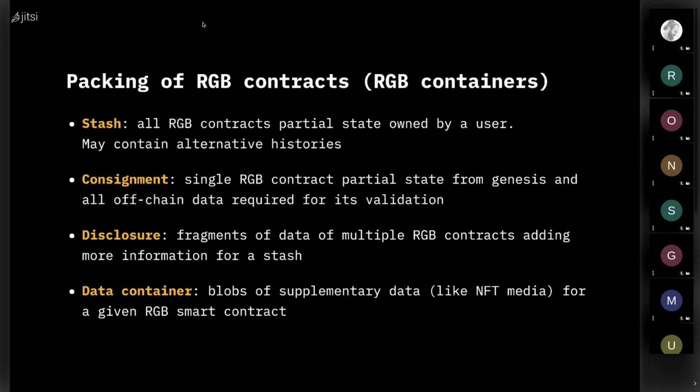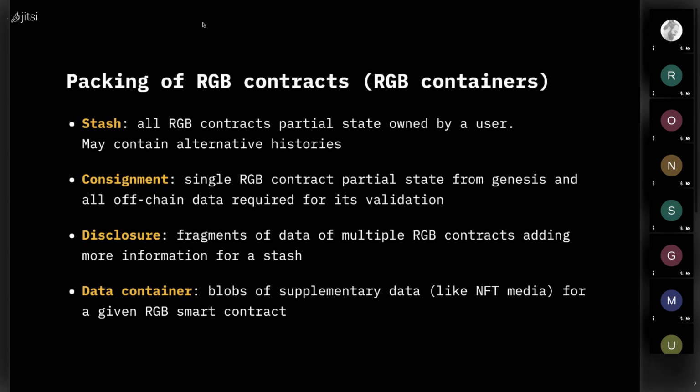One of the main cases for disclosures is for asset issuers. If an asset issuer creates an asset that can be inflated, for each inflation event the issuer creates a special state transition called an inflation state transition, and then he needs to let the world know about the details of this inflation. He does that by creating a disclosure and publishing it into the Lightning Network. Lightning Network not in terms of the Lightning Payment Network and Lightning channels, but in terms of the Lightning peer-to-peer network.